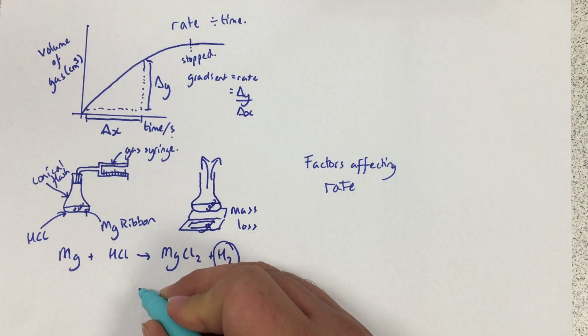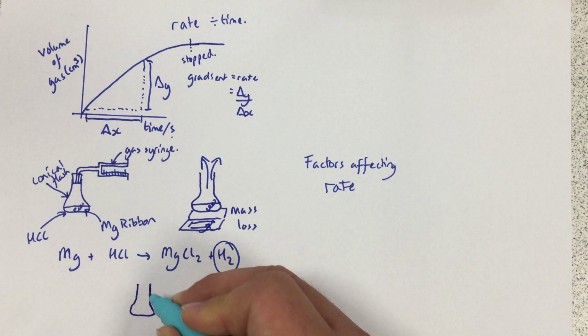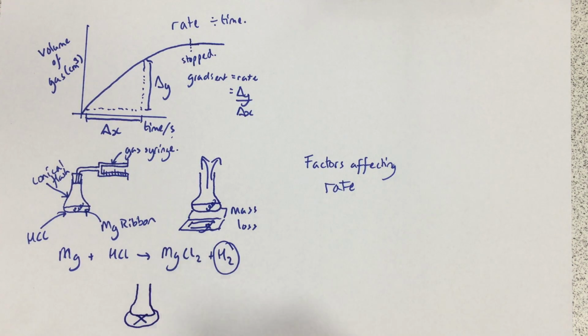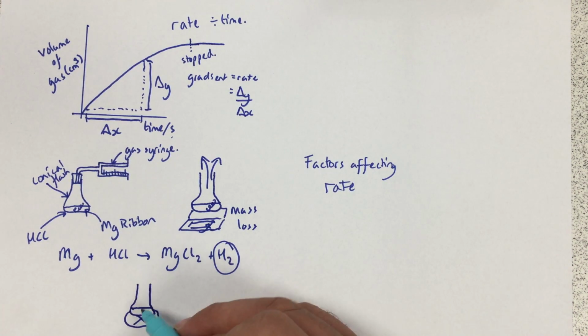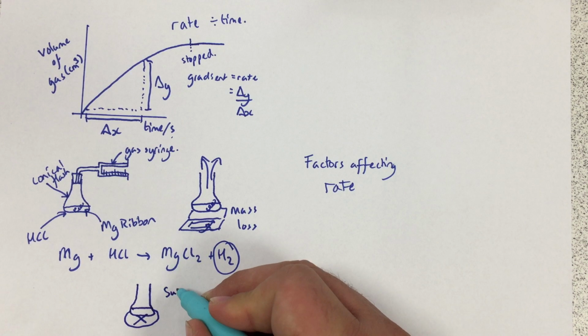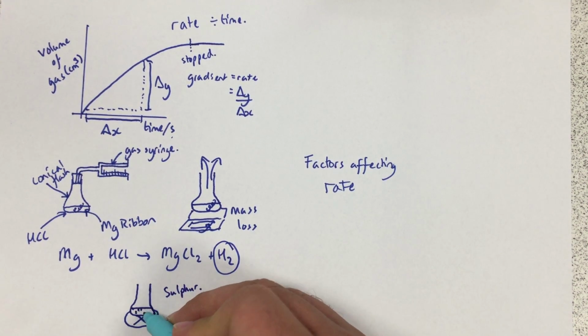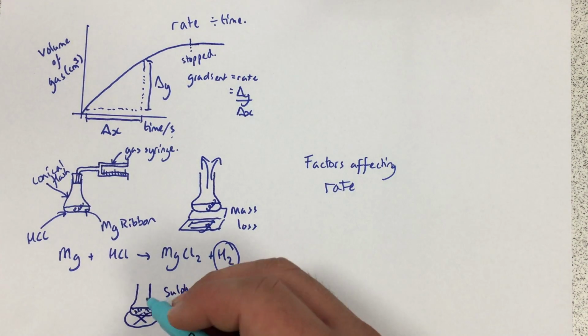Another experiment for you to be aware of is the thiosulfate cross experiment, where again we use a conical flask. But on the thiosulfate cross, we have a piece of paper underneath with an X drawn on it. And as we do the thiosulfate cross reaction, what happens is we produce colloidal sulfur, which just means solid particles suspended in a liquid. And the sulfur will block the X from being visible.